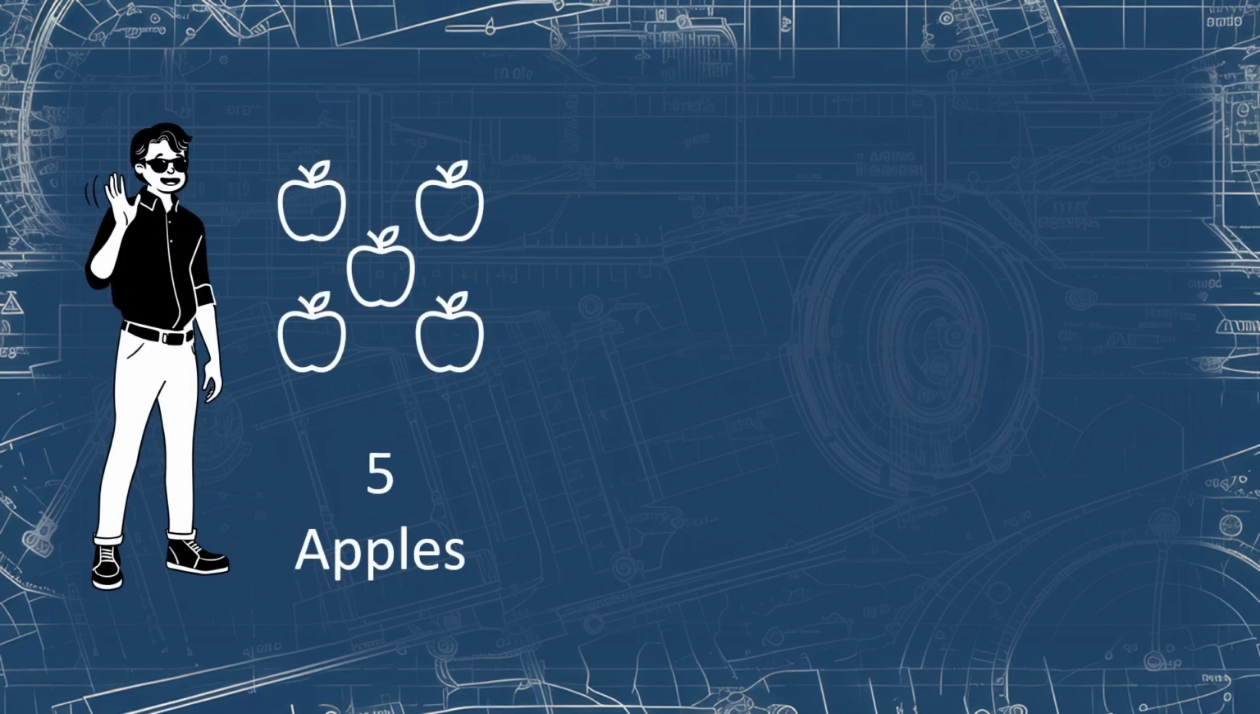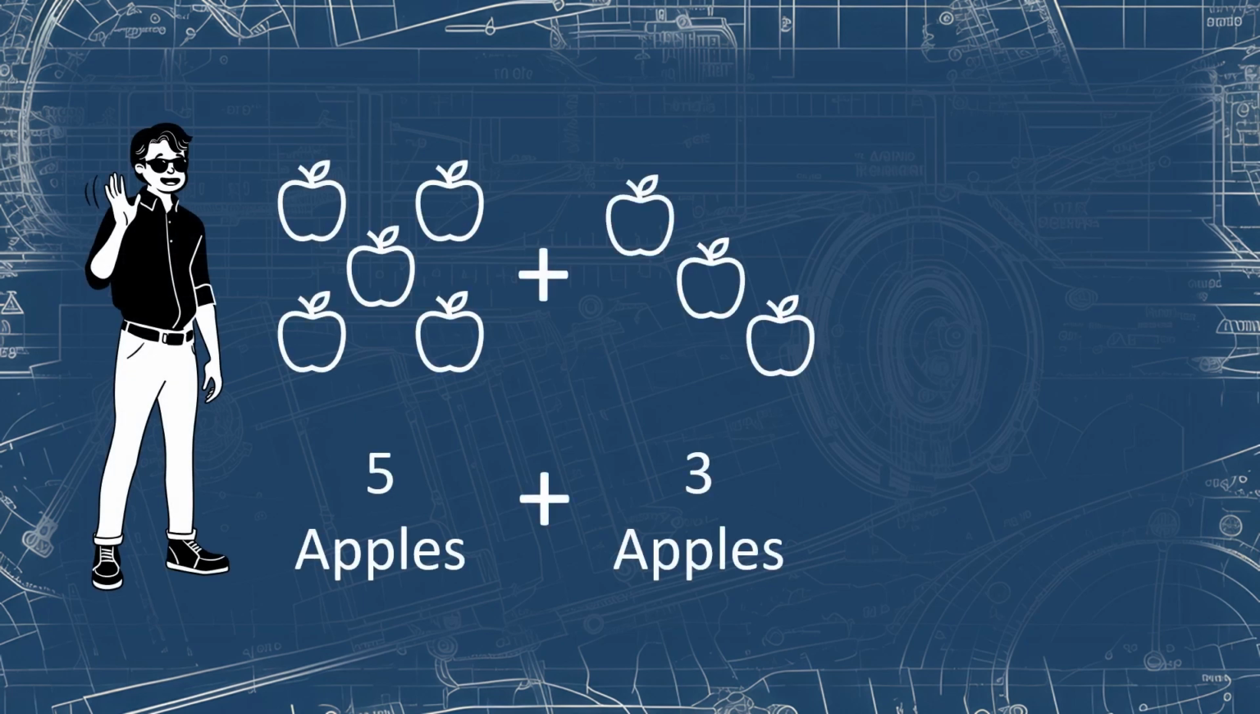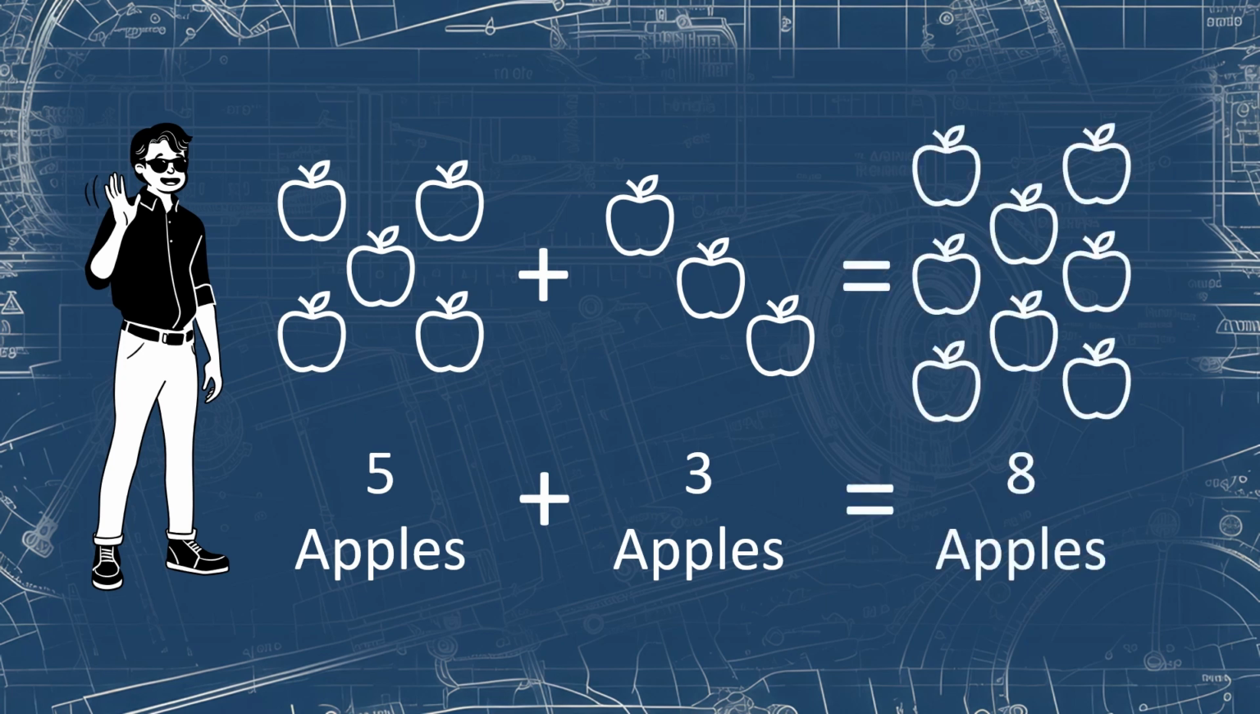It probably went something like this. If Johnny has 5 apples and he gets 3 more, how many apples does Johnny have now? Obviously, he has 8 apples. Another way to visualize this is on a number line.